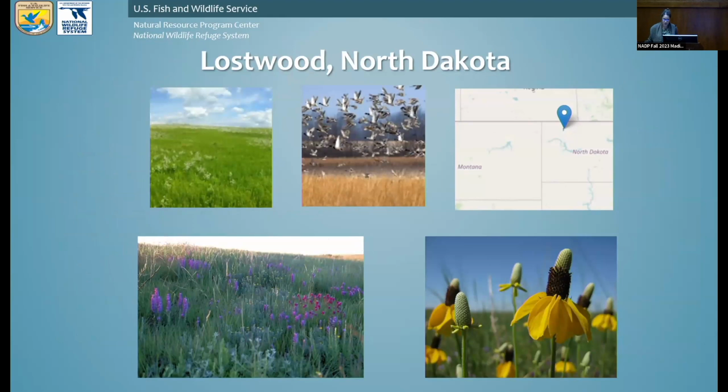And so for our second refuge case study, we're heading farther north and east to Lostwood National Wildlife Refuge. This is in the Great Plains ecoregion. This refuge was established in 1935. It contains the largest public-owned tracts of northern mixed grass prairie left in existence, and it's a vital breeding and nesting ground for migratory birds. It also provides essential habitat for rare grassland bird species. So this refuge, the entire refuge, has been designated a globally important bird area.